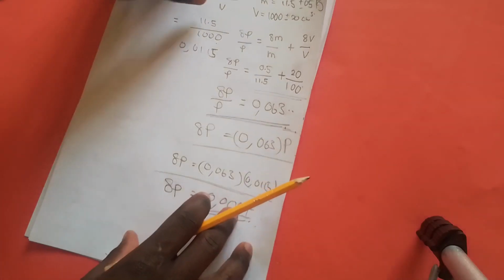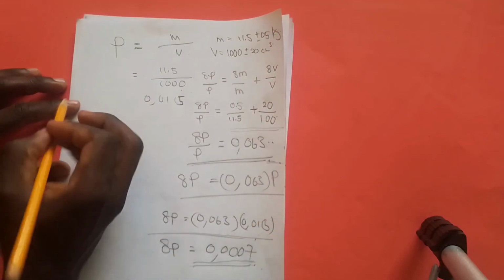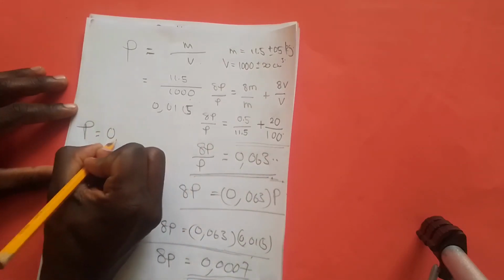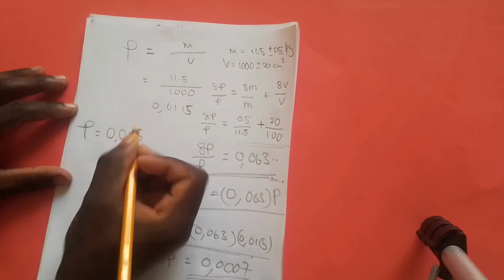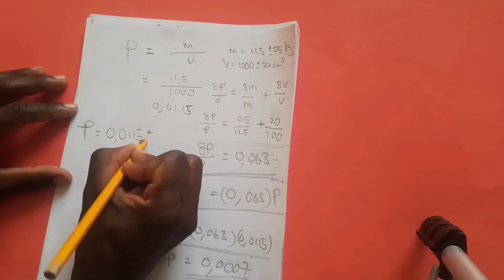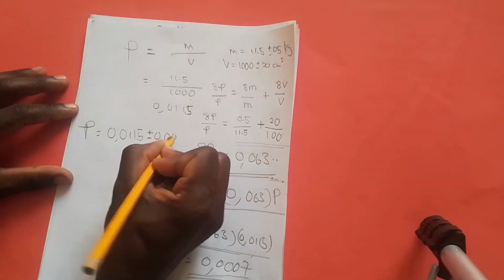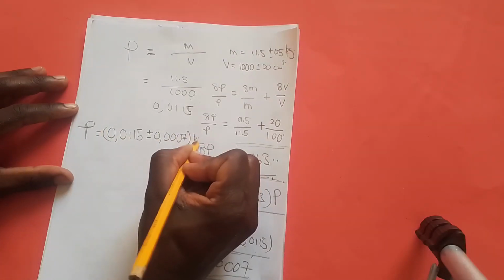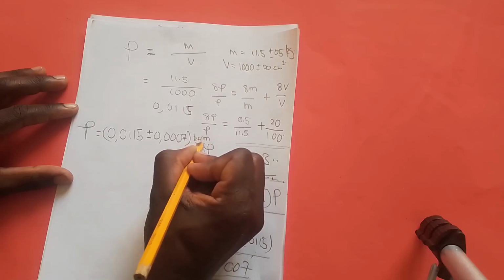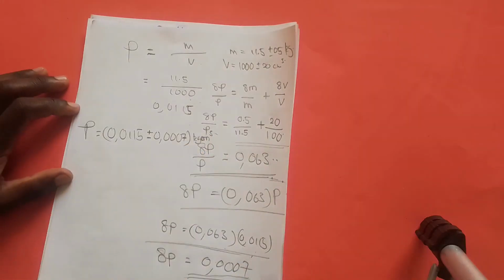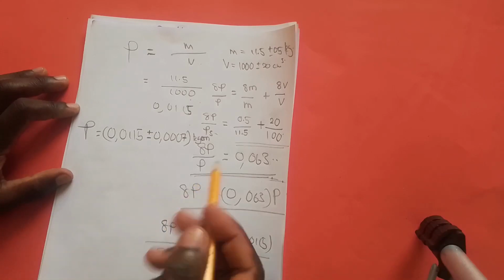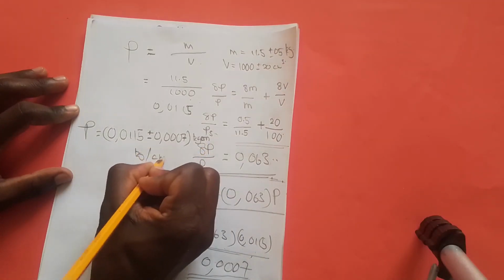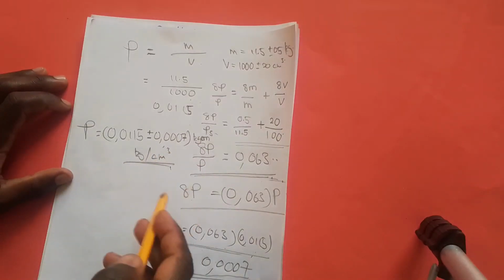So therefore the final solution to this question would be rho, which is the density of the block of metal, is equal to 0.0115 plus or minus 0.0007 kgs per cubic centimeter. Okay, I had run out of space here. Basically it's kgs per cubic centimeter. This is the unit, right?